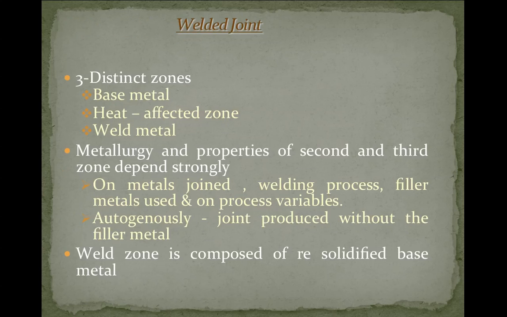And in a welded joint, we can see three distinct zones, namely the base metal, heat affected zone and weld metal. Among these, the heat affected zone is a very interesting topic and it needs more study for getting a correct weld. The metallurgy and properties of the second and third zones determine the strength of the welded joint.